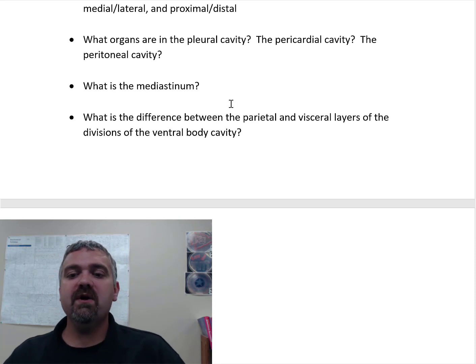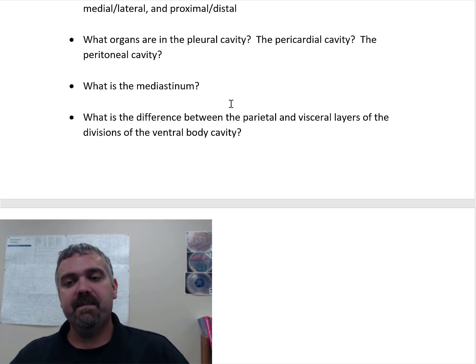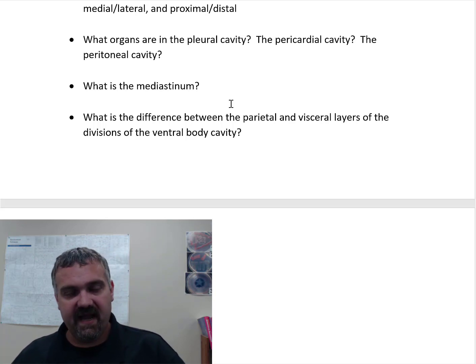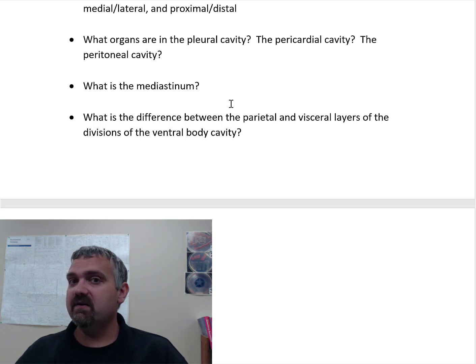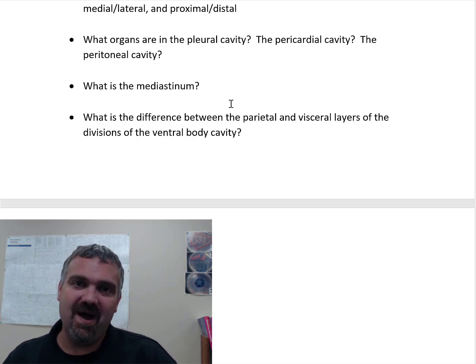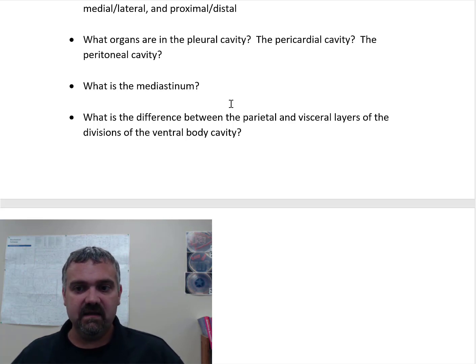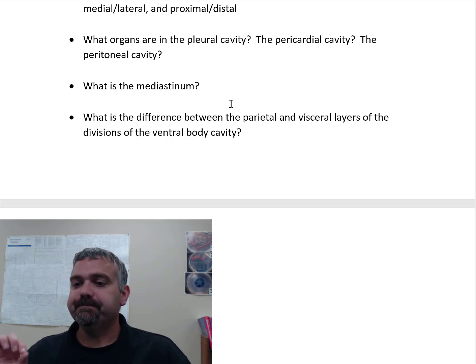Okay, what organs are in the pleural cavity, the pericardial cavity, and the peritoneal cavity? So your pleural cavity is where your lungs are. The pericardial cavity, think cardial, cardiac, is where your heart is. And your peritoneal cavity is where most of your abdominal pelvic organs are. We will learn later that some organs are retroperitoneal, and some parts of organs as well. So pleural cavity, think lungs. Pericardial, think heart. Peritoneal, think abdominal pelvic.